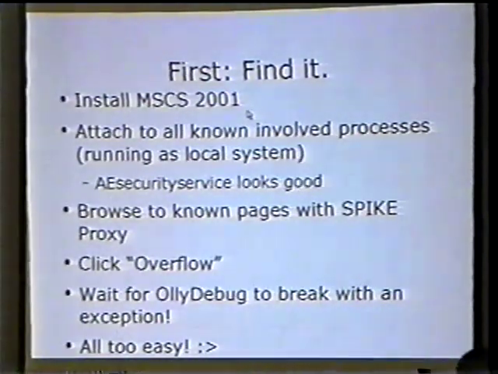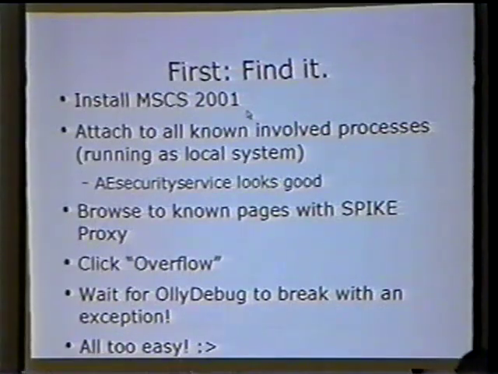Basically obtaining the software and installing it. And then I just said, what process is running as local system, because the advisory said you could get system, and is new. And the one that sticks out is something called AE Security Service.